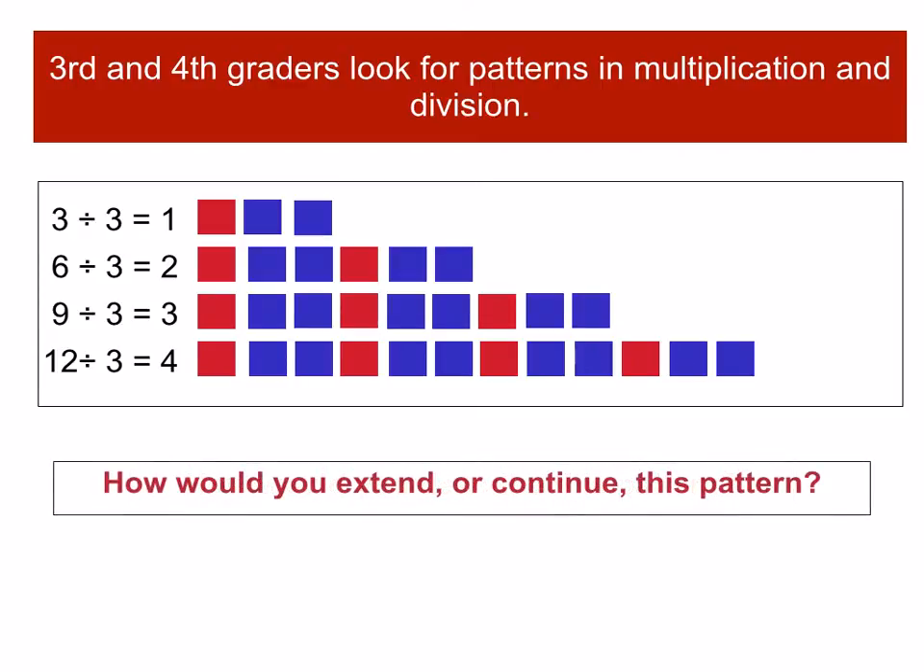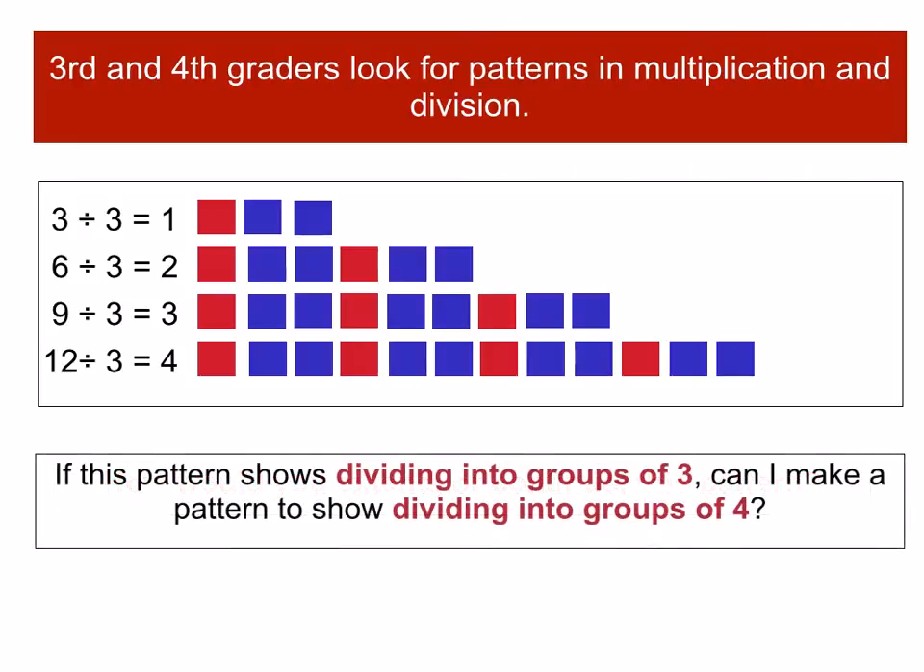And how would you extend or continue this pattern if you wanted to drop down and build the next row? And if this pattern shows dividing into groups of three, can I make a pattern to show dividing into groups of four? Now I'm doing that thing called look for and express regularity in repeated reasoning.